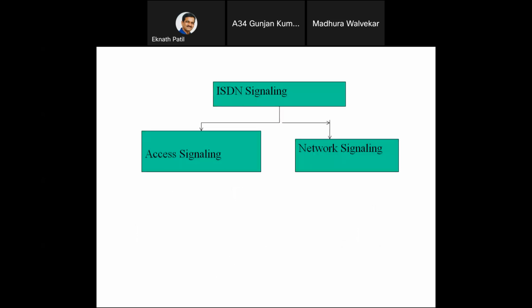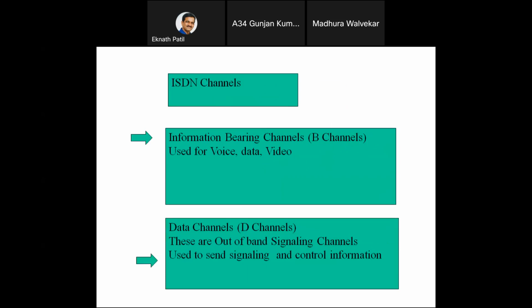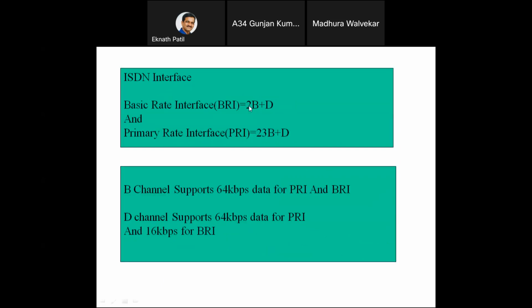ISDN signaling: access signaling and network signaling. The ISDN B channel is the information-bearing channel, used for voice, data, and video. The D channel is for out-of-band signaling and is used for signaling and control information. So the two kinds of information are separated. ISDN has the basic rate interface, BRI, which is 2B plus D, and the primary rate interface, PRI, which is 23B plus D.